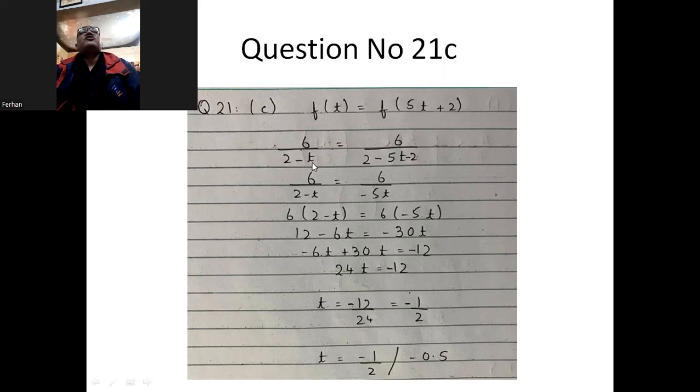So you will have 6 divided by 2 minus t equals 6 divided by, and because of the negative sign outside, the signs will be changed, 5t minus 2. So you will have 6 divided by 2 minus t, and 6 divided by minus 5t is left. So cross multiply: 6 into 2 minus t equals 6 into minus 5t. So 12 minus 6t equals minus 30t. So minus 6t plus 30t equals minus 12. So 24t equals minus 12. So t will be equal to minus 12 divided by 24, and t will be equal to minus 1 by 2. So the value of t is minus 1 by 2, or minus 0.5, you can say.